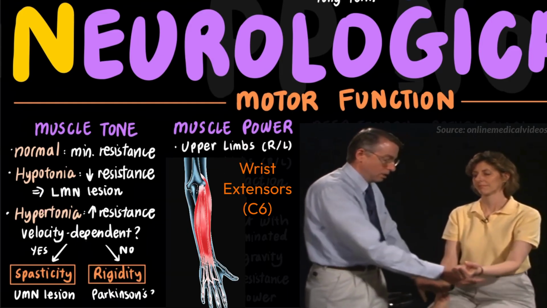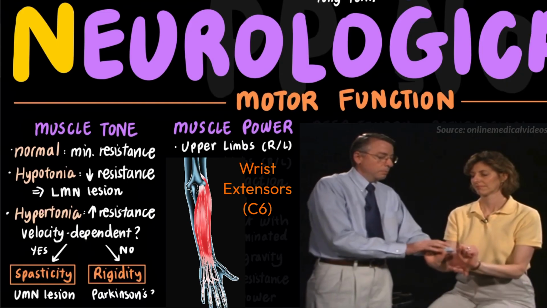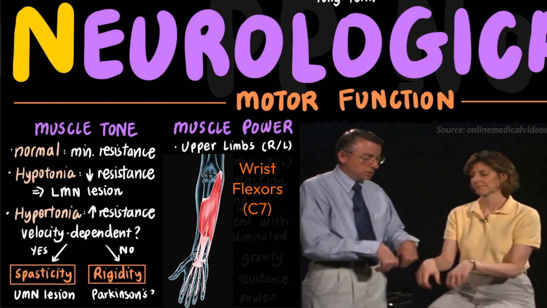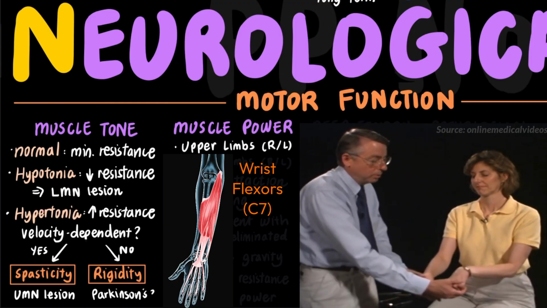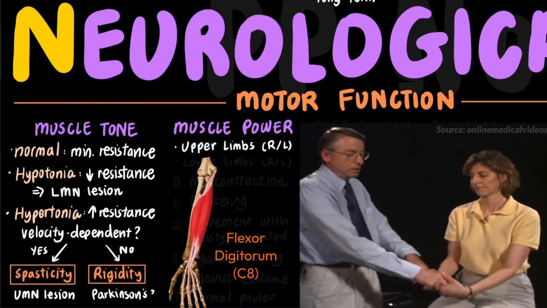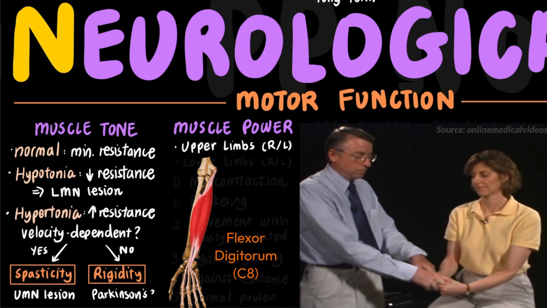To test the wrist extensors supplied by C6, ask the patient to lift the back of the hand upward while you push down. To test the wrist flexors supplied by C7, ask the patient to bend the wrist upward against resistance. To test the hand grip supplied mainly by C8, ask the patient to squeeze your fingers as tightly as possible and resist you pulling away.